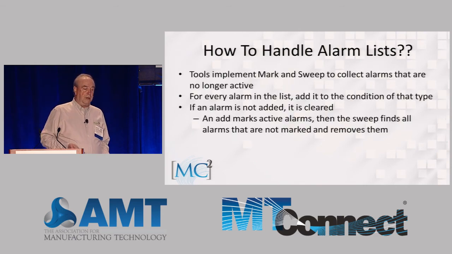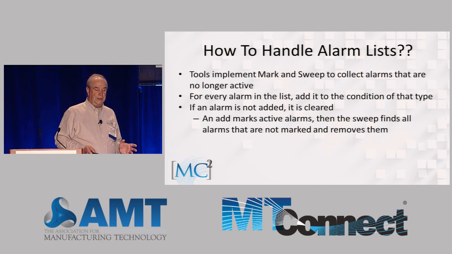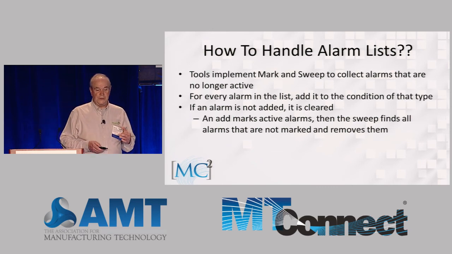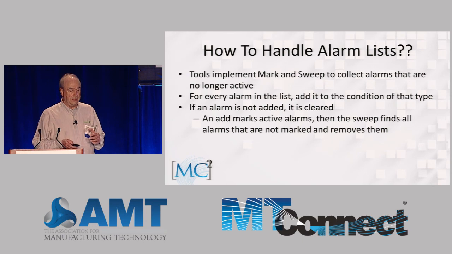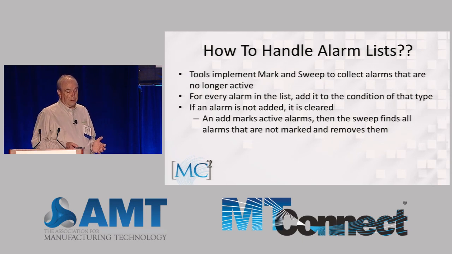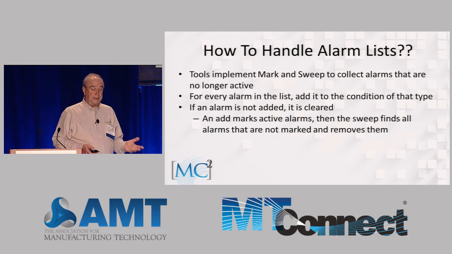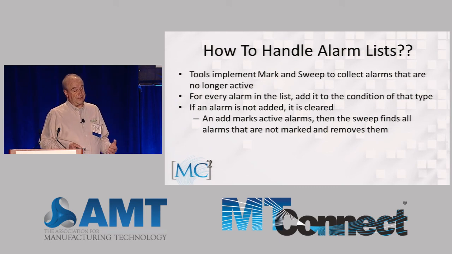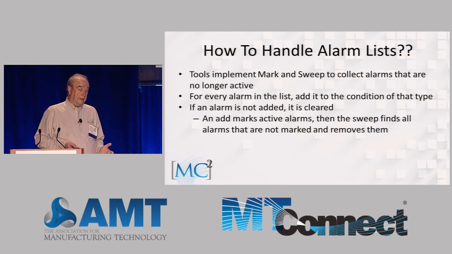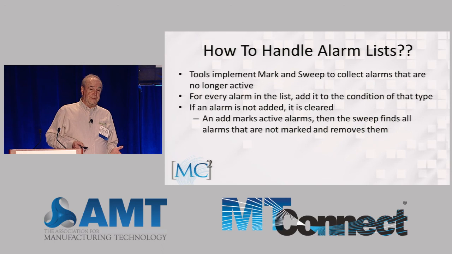So how do we handle the alarm list? The framework provides tools to mark the conditions when they come up, and then a sweep to collect and close alarms that are no longer active. So for every alarm that's in the list, you add it to the condition of that type. If an alarm is not added, it's cleared. So add marks the active alarms, and then the sweep finds all the alarms that are not marked and removes them.